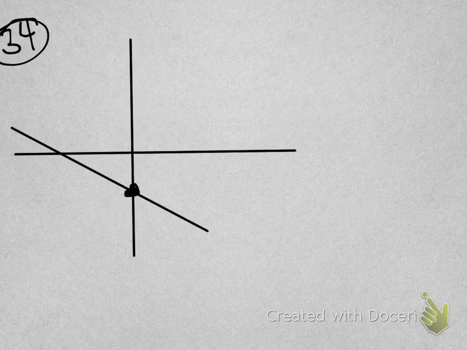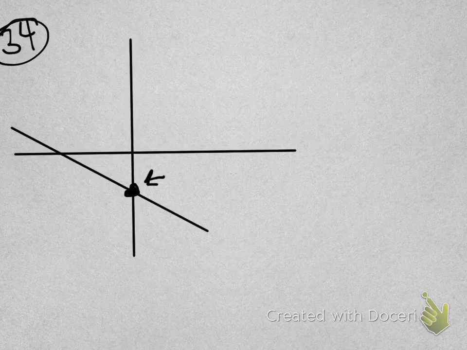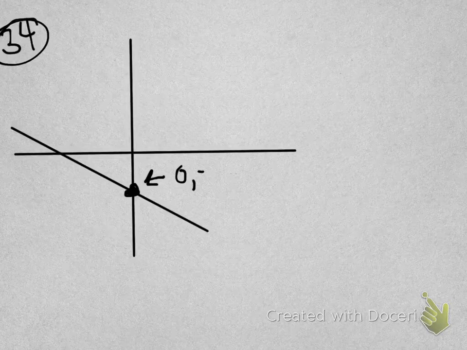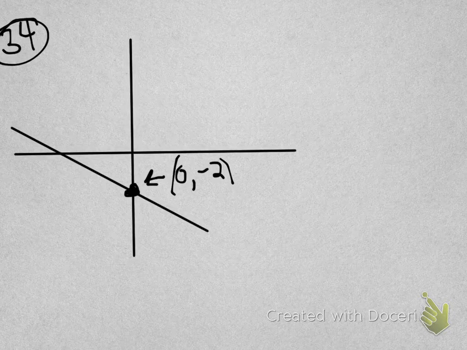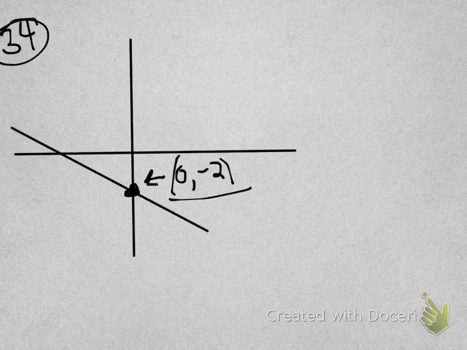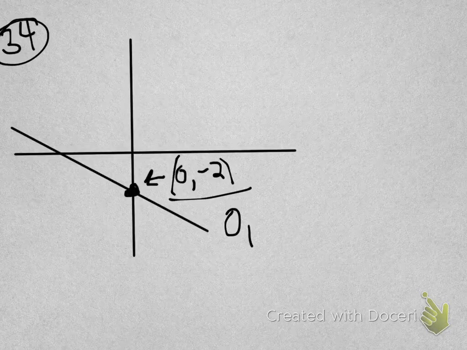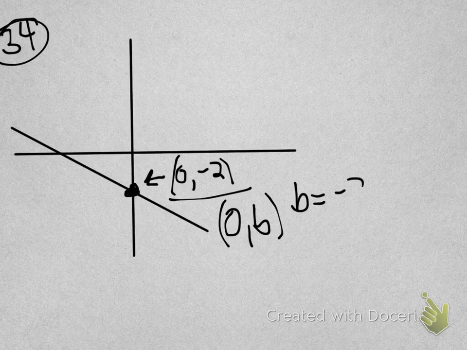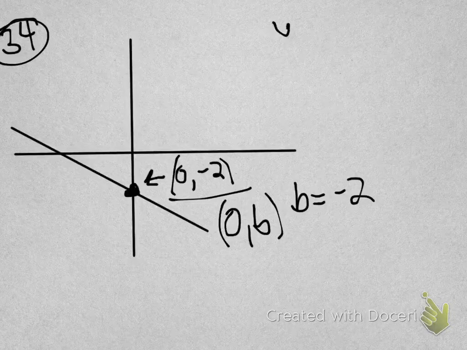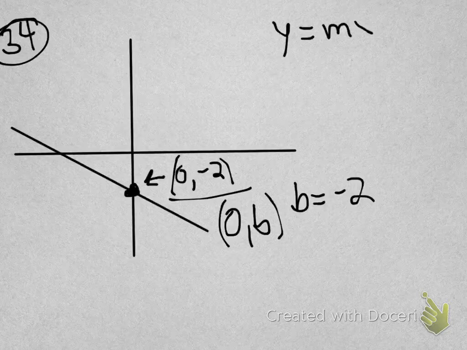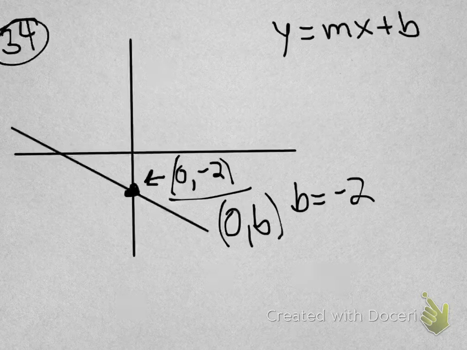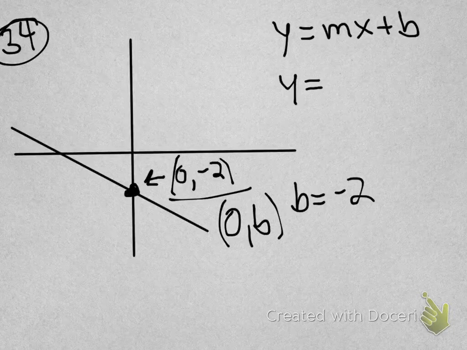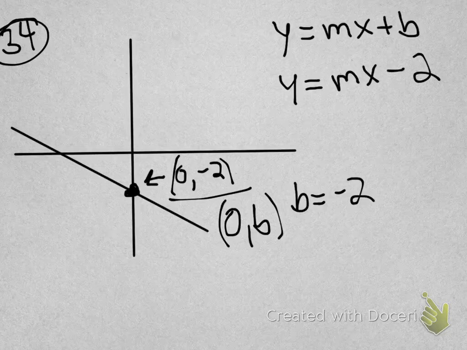So just looking at the graph, you know this point where it crosses the y-axis is at (0, -2). That shows you that this is your y-intercept. Remember, y-intercepts are (0, b). So in this one, b would have to be -2. So our slope-intercept equation is y = mx + b. We already know our b, so now we have y = mx - 2.